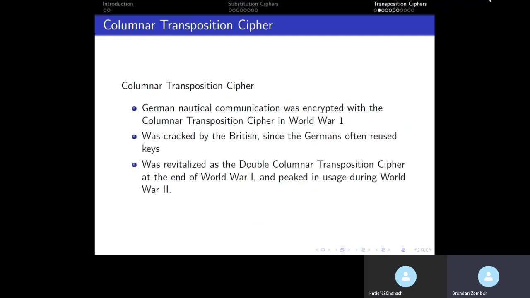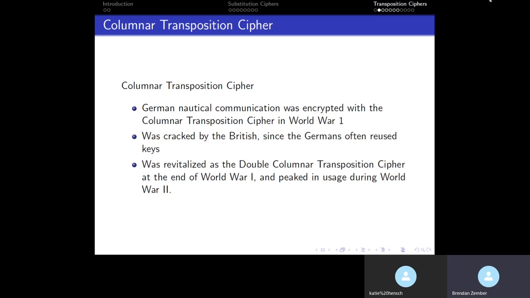The first transposition cipher we're looking at is the columnar transposition cipher. This cipher was used very frequently in the first part of World War I, where the Germans used it to encrypt all of their communication in the nautical field between submarines. This was ultimately cracked by the British because of one fatal flaw that the Germans overlooked. They often reused keys or used keys that were easily guessed or familiar to the individual who was encrypting it in the first place, such as the name of a parent or a significant other.